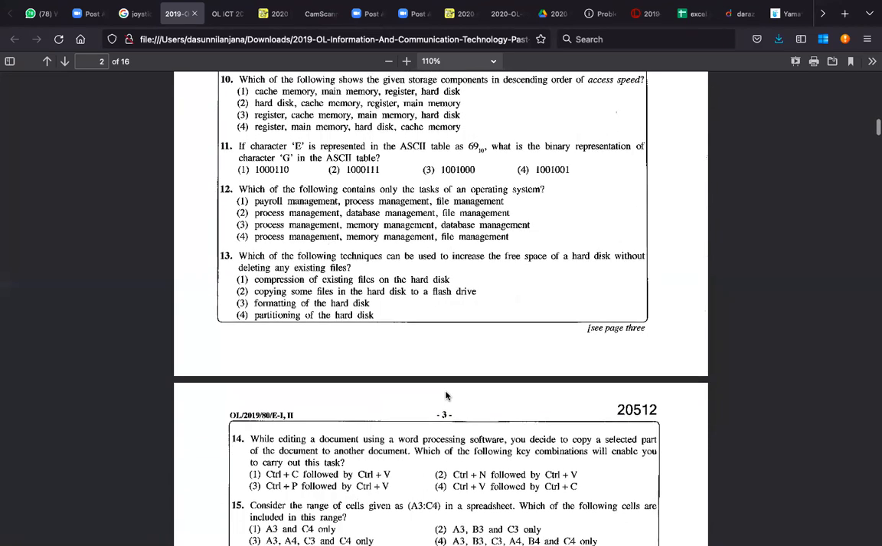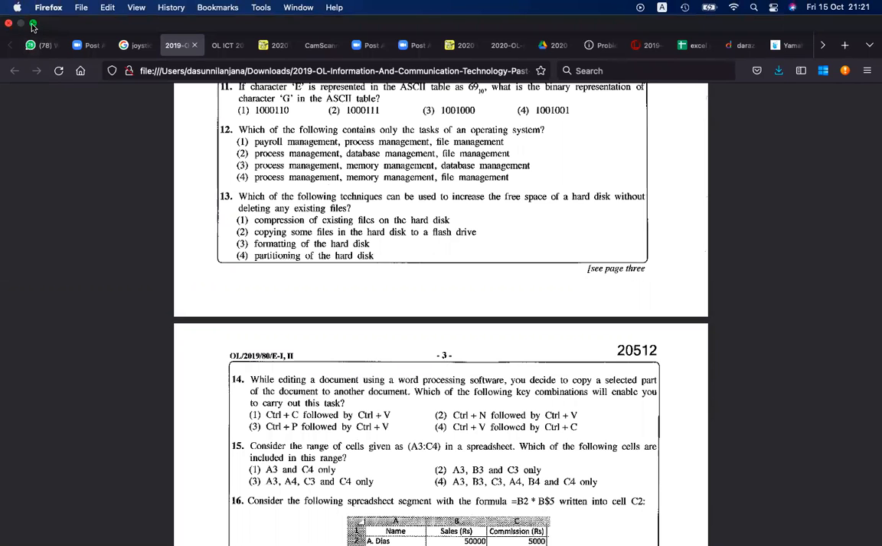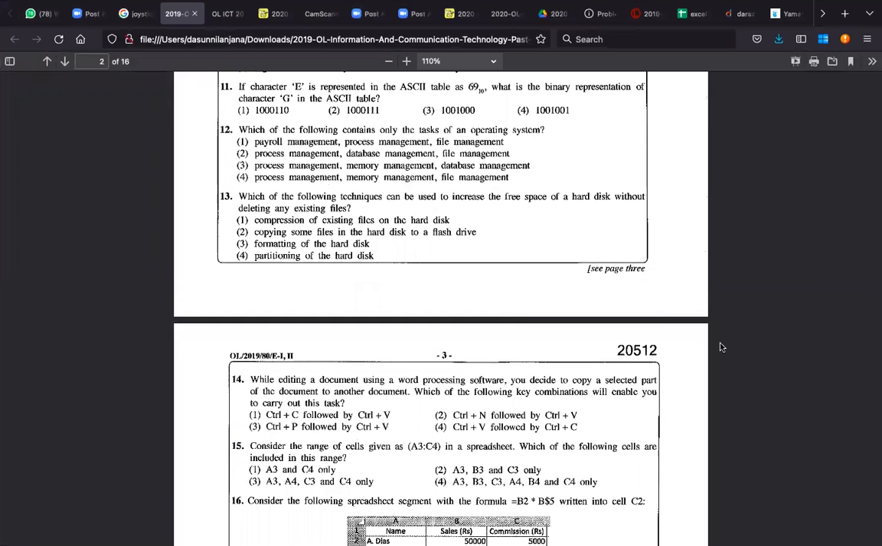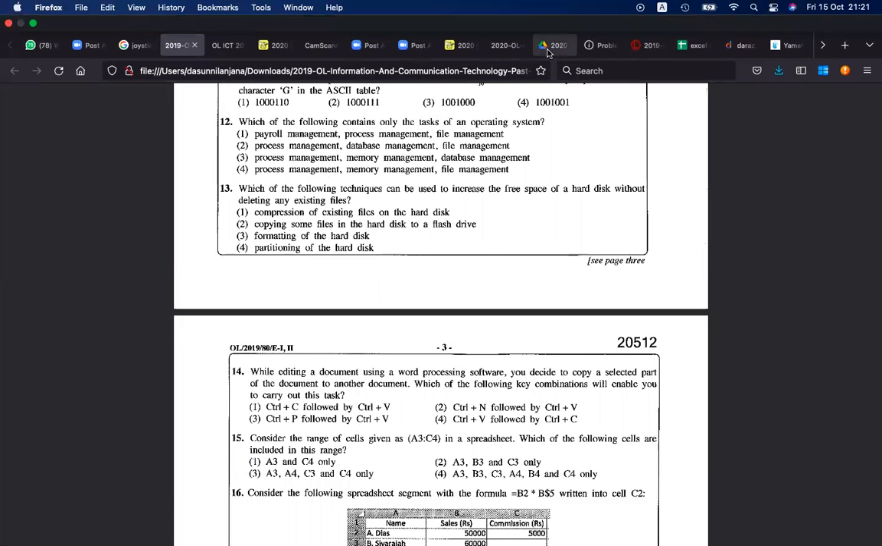Okay, 11, 12, 13, 14, 15, up to 15. Please do 11 to 15.